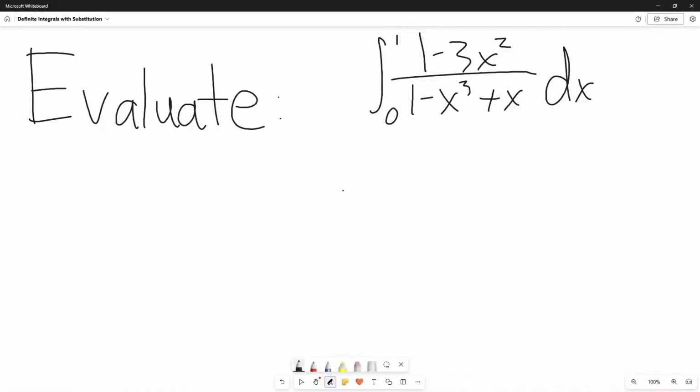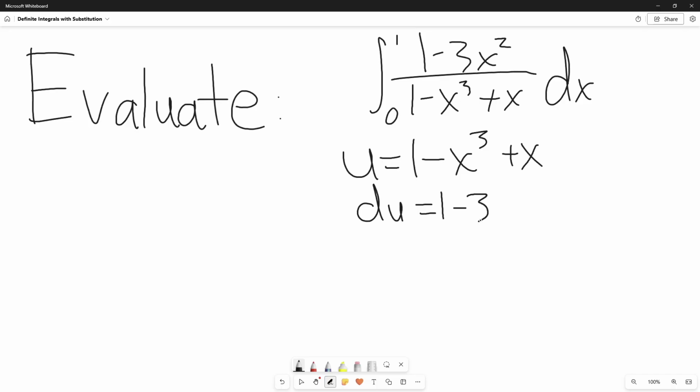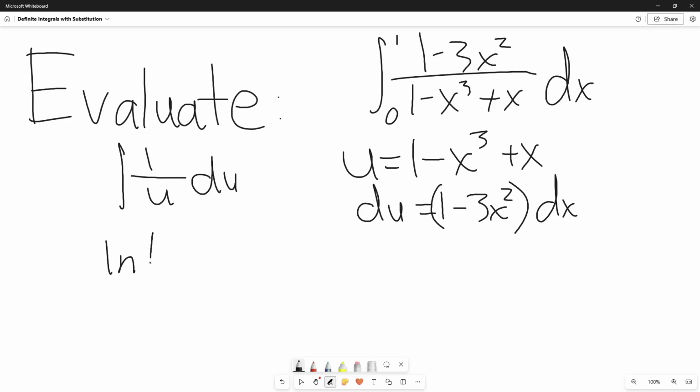Now, let's do one last practice problem. If you think you know how to do this one, then pause the video and try it. This one has us evaluate the definite integral from 0 to 1 of 1 minus 3 times x squared over 1 minus x cubed plus x dx. And the u sub for this one will just be u equals 1 minus x cubed plus x, and du is conveniently the numerator dx. And our integral will just be the integral of 1 over u du, which is just ln of the absolute value of u.